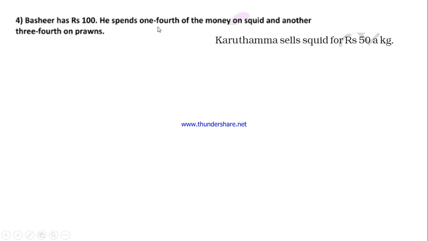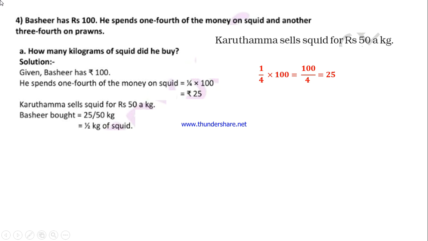First let's find what is that 1/4 of rupees 100. How much is that 1/4 of rupees 100? Because that amount only he is spending to buy squid. So 1/4 of means 1/4 multiplied by the amount which he has, rupees 100. Let's see how many kilograms of squid did he buy.